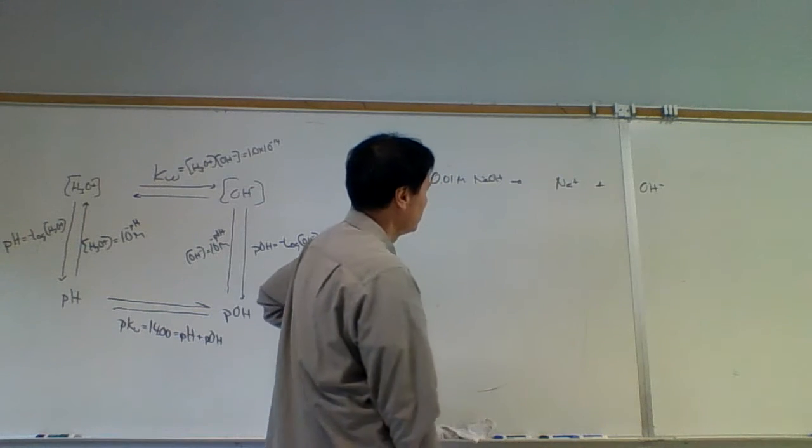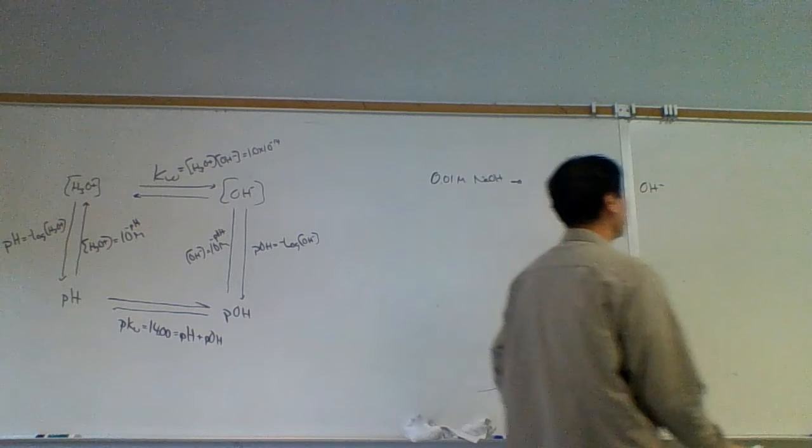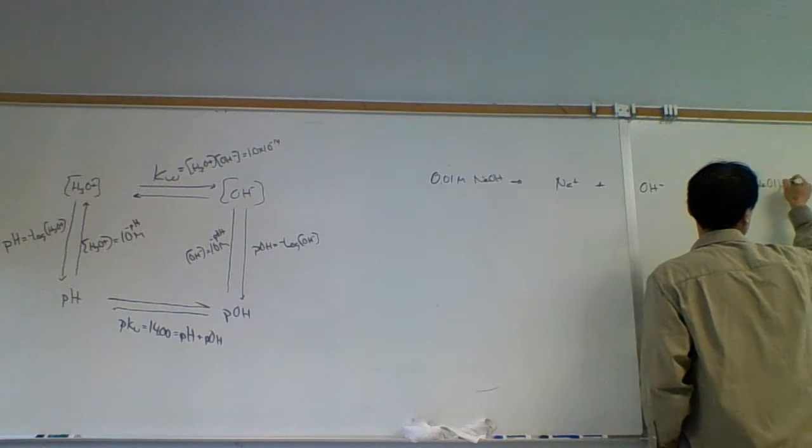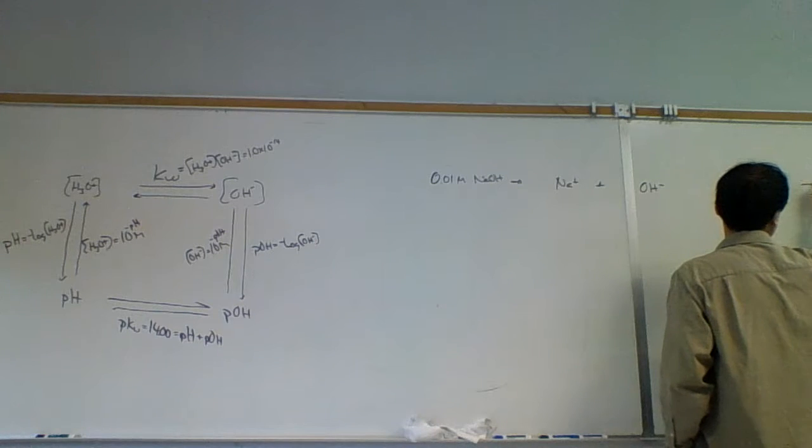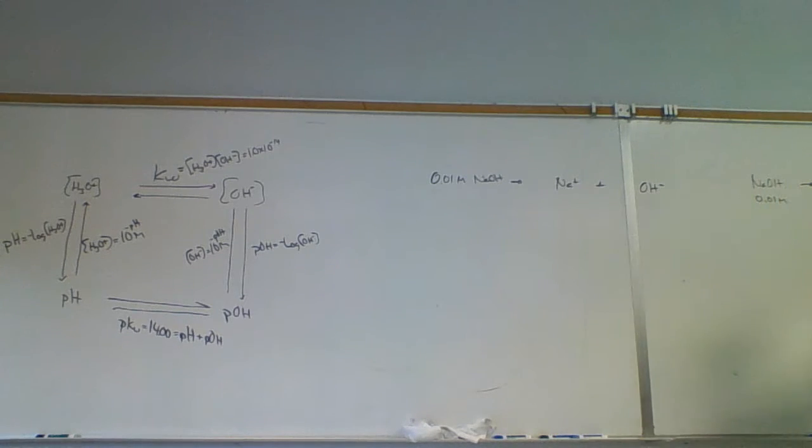So one thing we could do is set it up like this. I have sodium hydroxide here, 0.01 molar initially, and this is going to break up into sodium ions and hydroxide ions. I'm going to call this I for initial. Let's say none of it's broken up. We're just doing this for bookkeeping. Soluble salts like sodium hydroxide are completely ionized. So this will be minus 0.01 molar, and plus 0.01 molar, plus 0.01 molar.